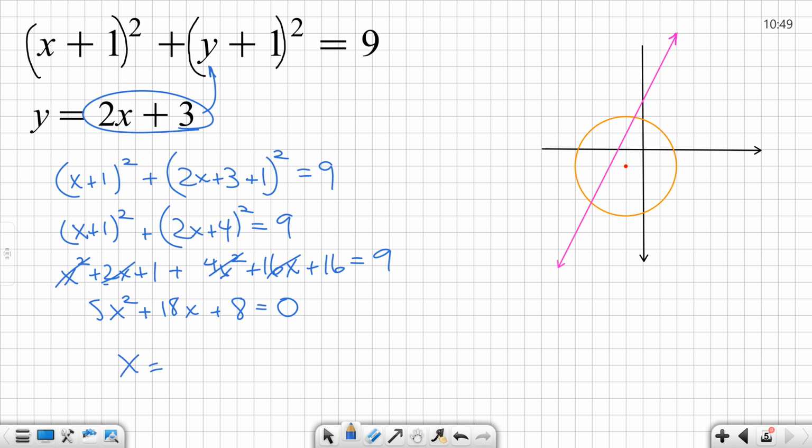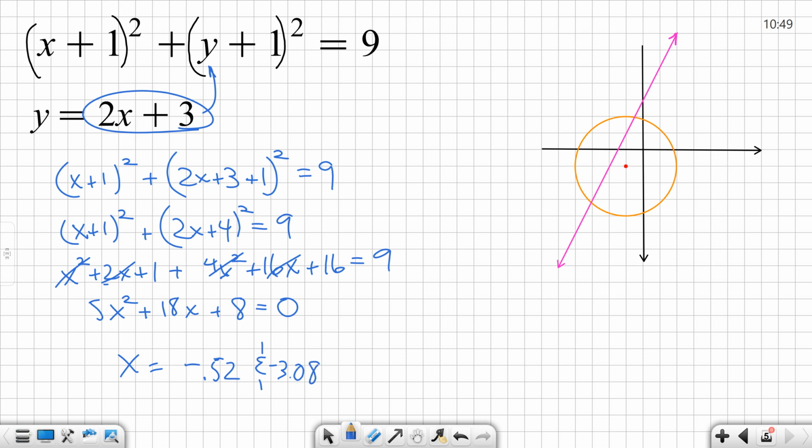And when you do that, you would share that with your teacher who's writing on the board and tell me that x is equal to -0.52 and negative 3.08.